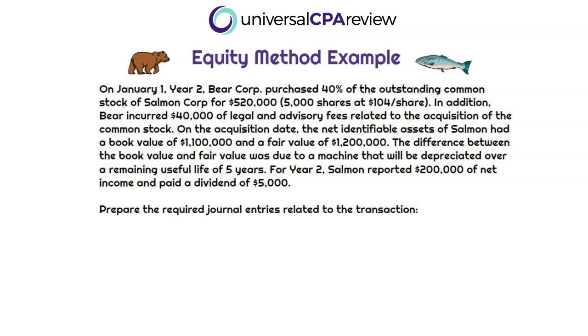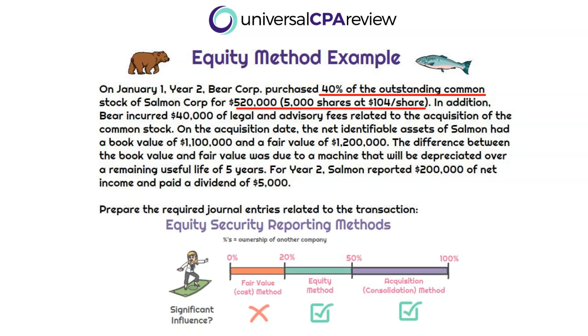So here is our equity method example that we're going to go through. We've got Bear Corp and Salmon Corp. On January 1st, year 2, Bear Corp purchased 40% of the outstanding common stock of Salmon Corp for $520,000. This works out to 5,000 shares at $104 per share.